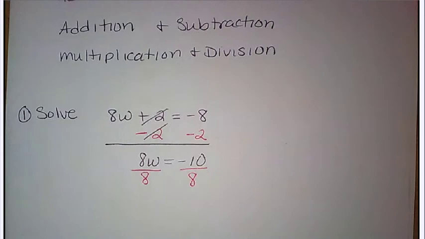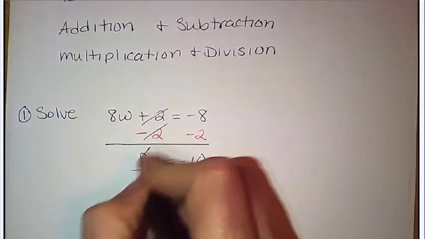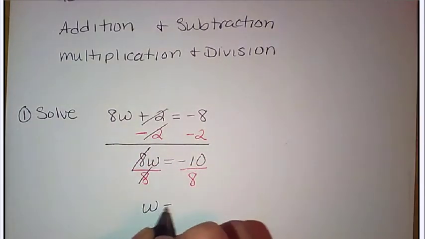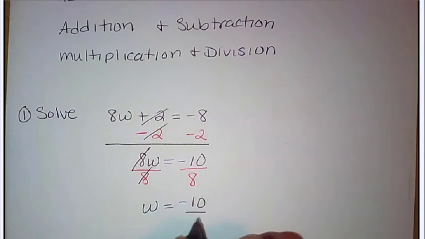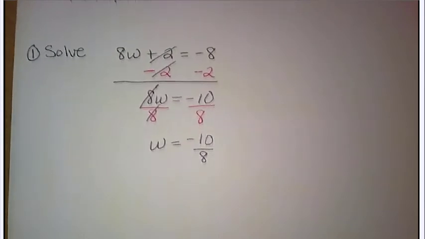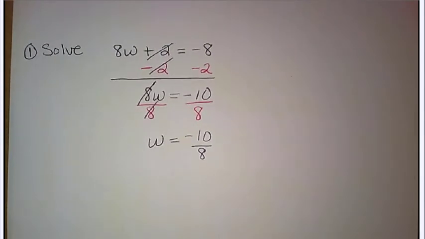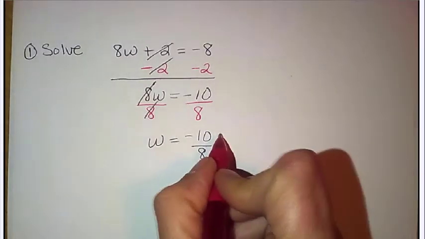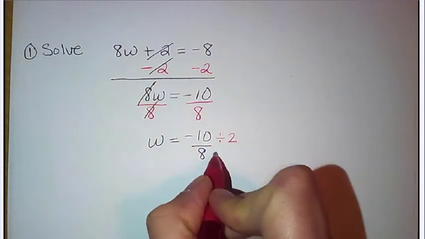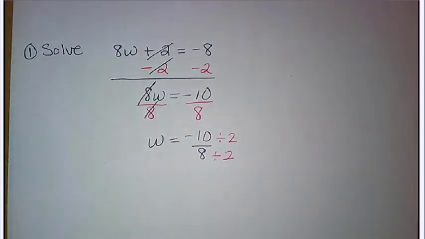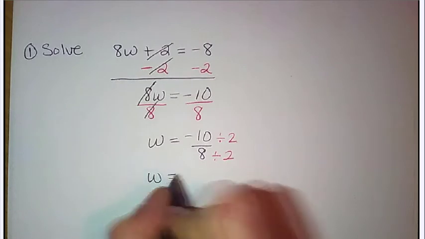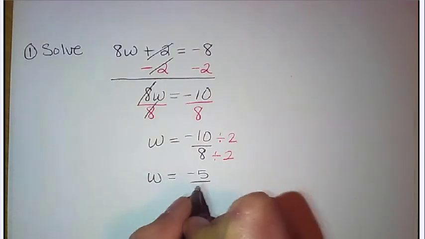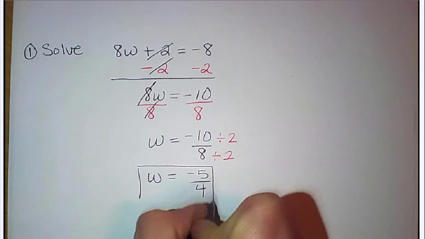So we get this, that w, because our 8's are going to cancel here, and w equals negative 10 over 8. Now the only thing that we have to do here is when we have something like negative 10 over 8, we need to reduce that down to its lowest format. So in this particular case, both 10 and 8 are divisible by 2. So we're going to divide each the top and the bottom of this fraction by the number 2. And that's going to give us that w equals negative 5 over 4. And this would be our final answer.